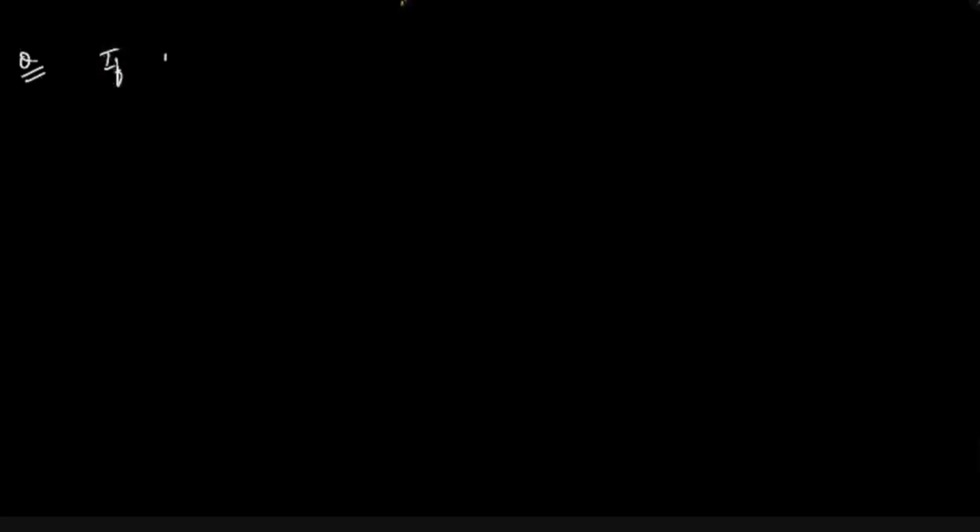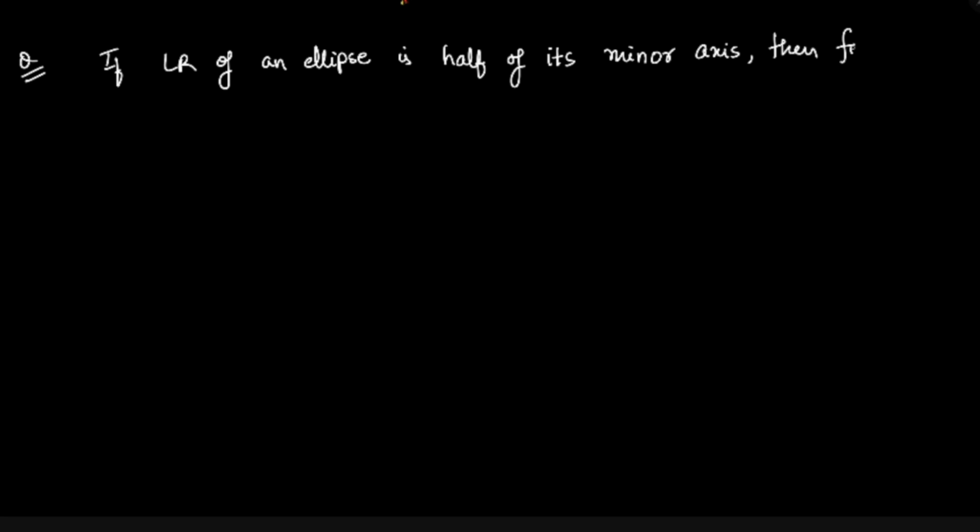If the latus rectum of an ellipse is half of its minor axis, then find the eccentricity. One ellipse is there, its latus rectum is half of its minor axis. How do we solve this?